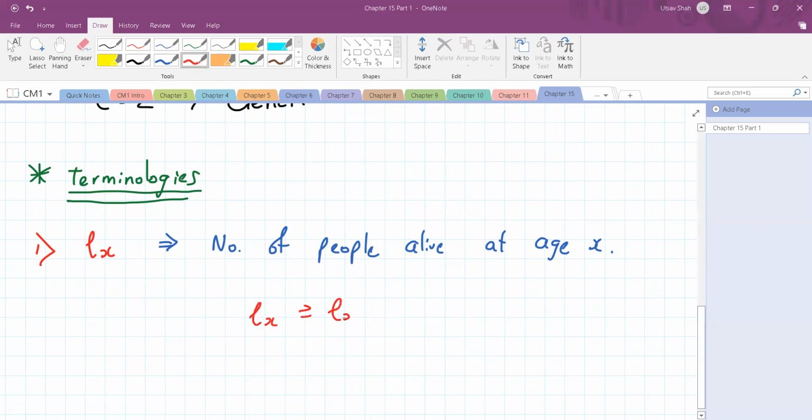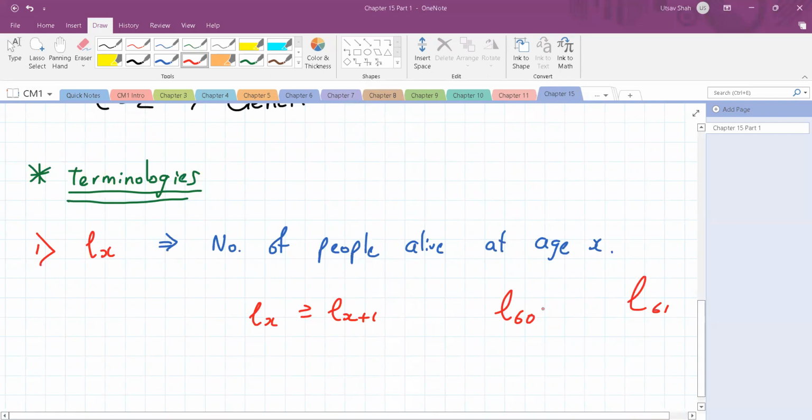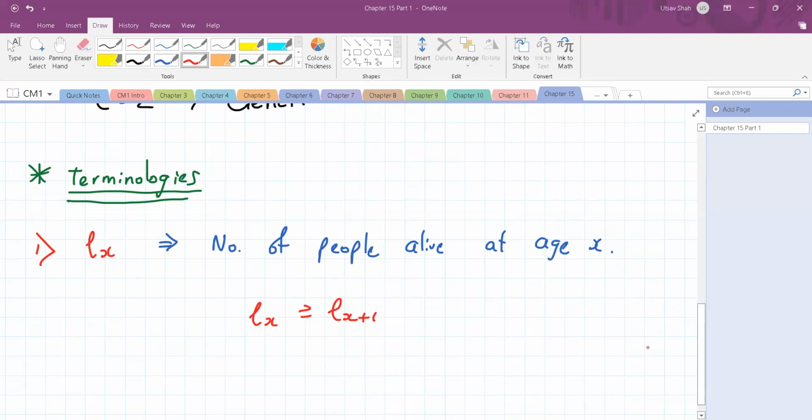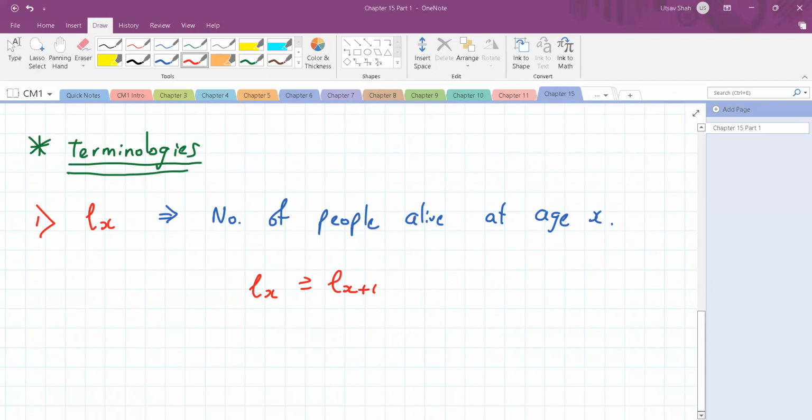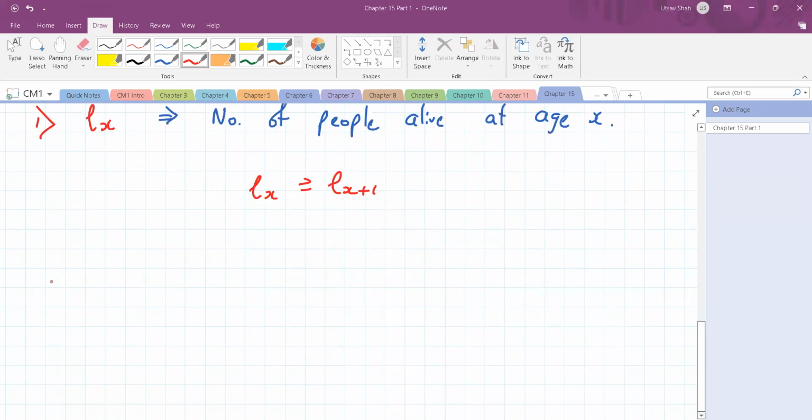How is that? Suppose today people are aged 60 and 61. At which age will the population be more? It will be more at 60, because between 60 and 61 some people will die. If no one dies, then it will be equal. But the population at age 61 can never be greater than the population at age 60. It can be equal or less. That is why lx is greater than or equal to lx plus 1. Generally it is greater than; equal to rarely occurs, because some people will die.